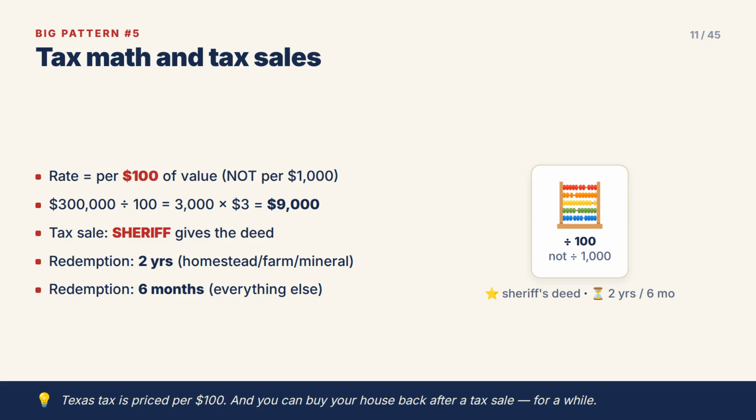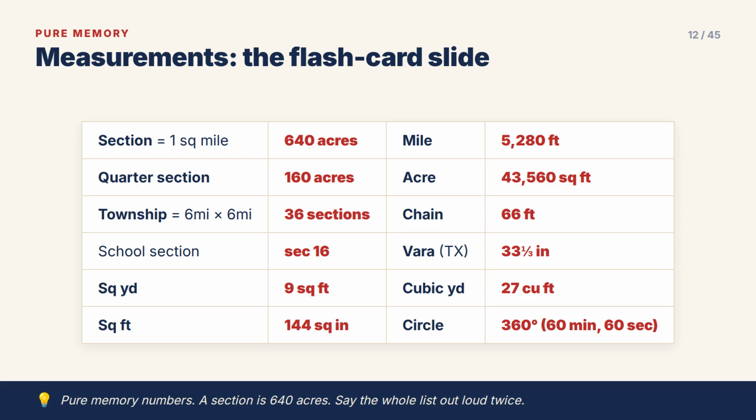And if taxes go unpaid all the way to a tax sale, the winning bidder gets the deed from the sheriff. The old owner can still buy it back, that's redemption. 2 years for a homestead, farm, or mineral interest. 6 months for everything else. These are pure memory, read them out loud twice.